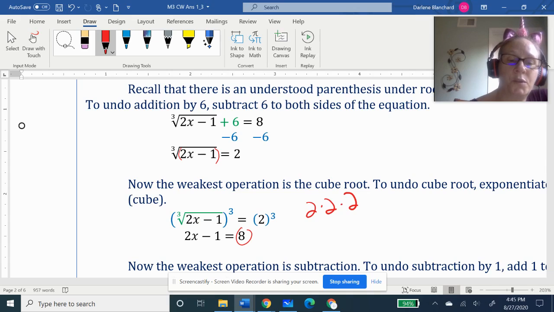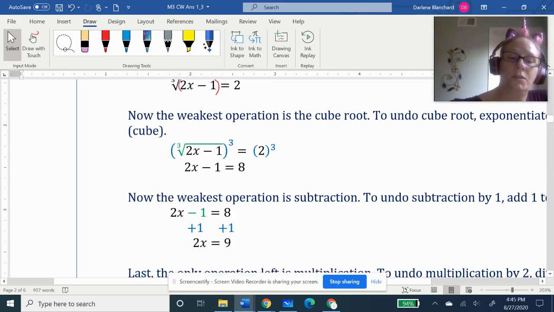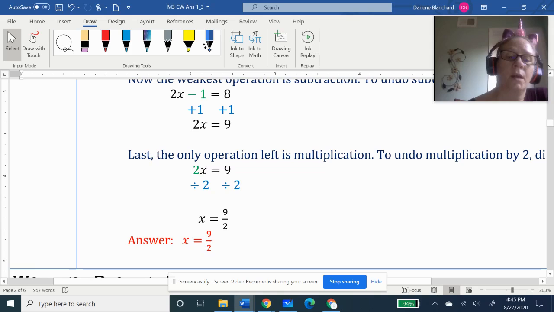And now all that's left is what was in the parentheses. So I no longer need those parentheses. And now I have a multiplication by 2 and a subtraction by 1. The weakest operation is now that subtraction. So I am going to add 1 to both sides and then divide by 2, and I get a solution.